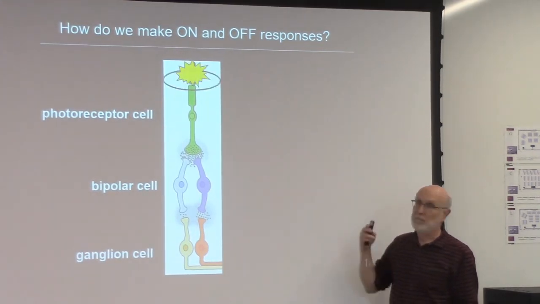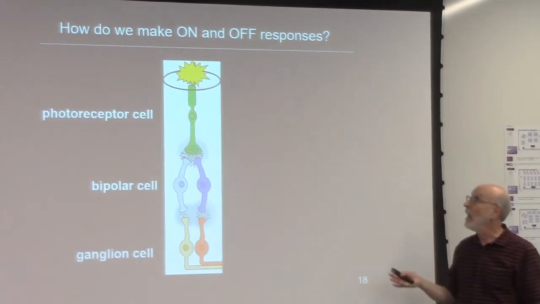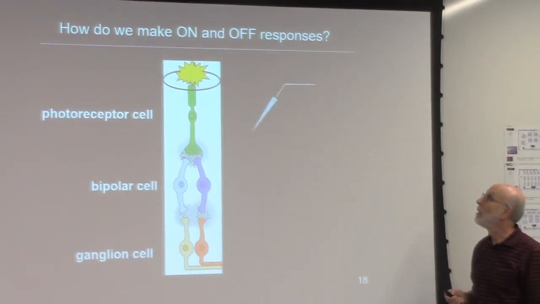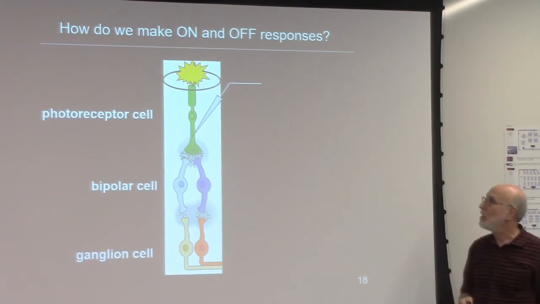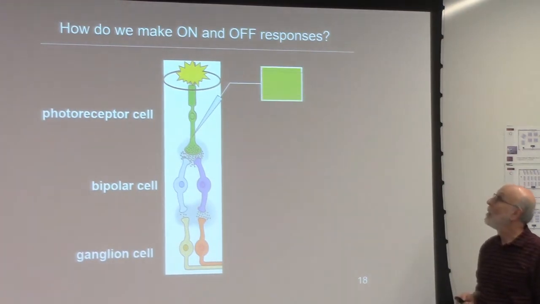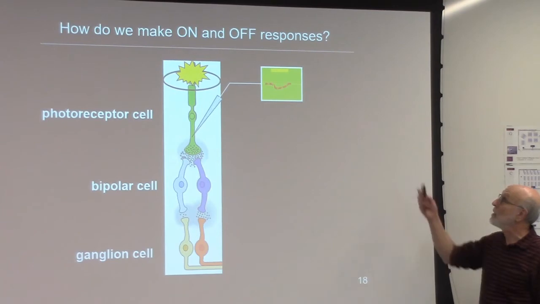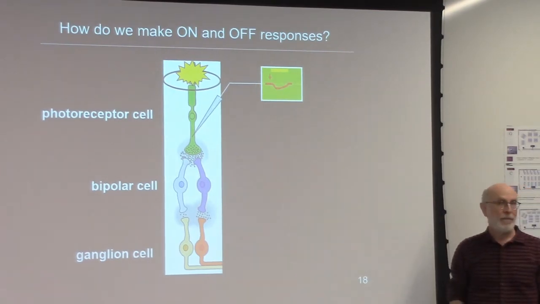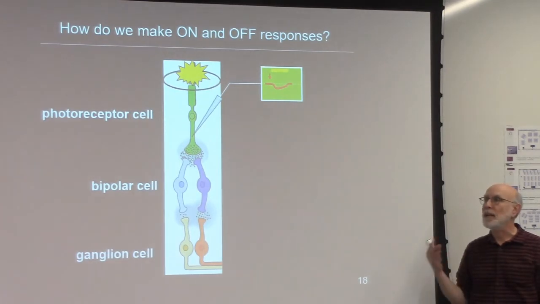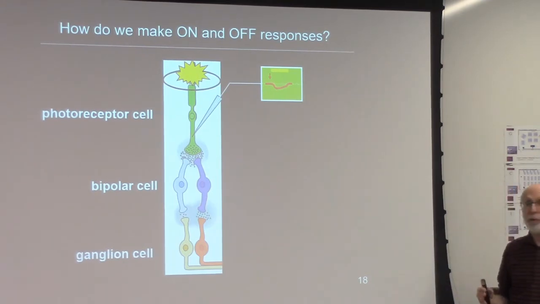Okay? Light. So let's just walk through this. Let's measure the membrane potential. What does the membrane potential do when we turn on light? It hyperpolarizes. Why? Because the cyclic nucleotide-gated channels are closing, because cyclic GMP is being hydrolyzed, because phosphodiesterase was activated, going backwards in time. Hyperpolarization of the photoreceptor cell.